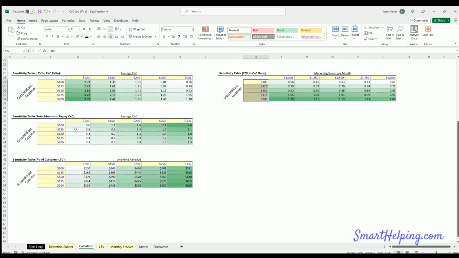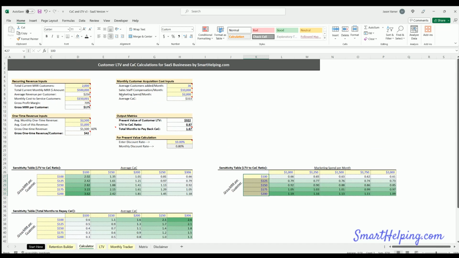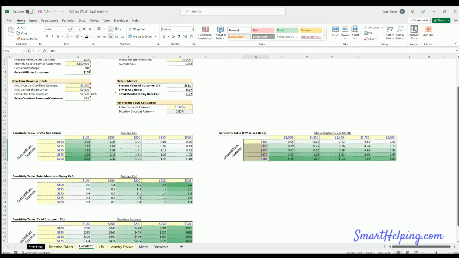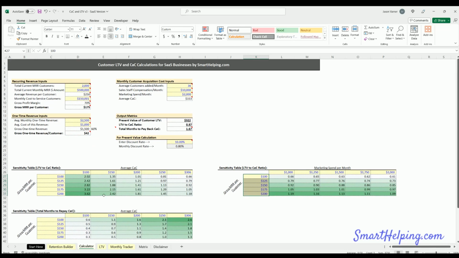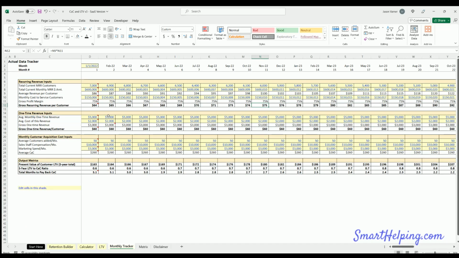Then I also did the total months to repay the customer acquisition cost based on varying customer acquisition costs and gross MRR. And again, holding all the other variables equal that were part of the calculation. And then also if we adjusted one-time revenue and MRR per customer, this shows the present value of the customer lifetime value. So those are some good sensitivity tables, and then the monthly tracker.